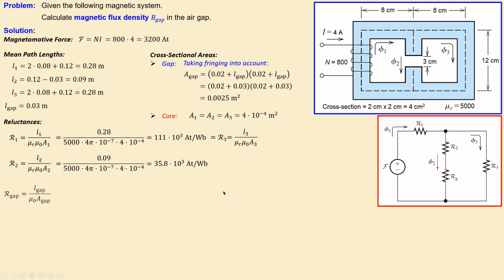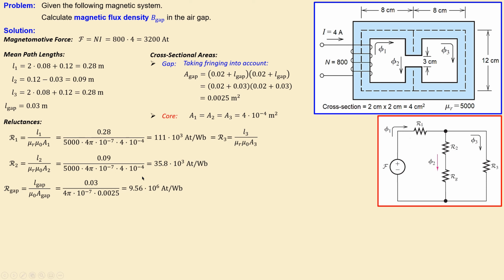Now the final one is the R gap. That is just the vacuum permeability, because there's no core material here, and we have of course the distance of this gap, and also the A gap, because that's already calculated here, taking into account the fringing, very important. If you substitute the values, you will get 9.56 times 10 to the power 6 ampere turns per Weber. Now look at these three values.